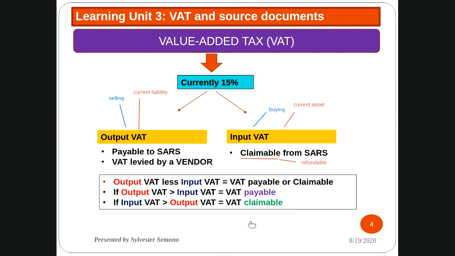So in other words, that form will compare the input and the output. Depending on the results, it will tell you whether it is claimable or payable. Like I said here, when you take your output and you less your input, you either get VAT payable, meaning you pay SARS, or VAT claimable, meaning you claim the money from SARS. If the output is more than the input, it means we owe SARS. But if the input is more than the output, it means SARS owes us.